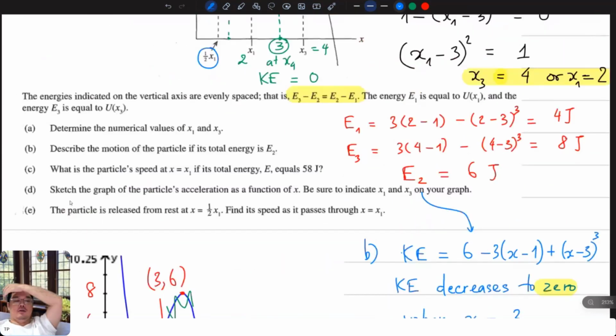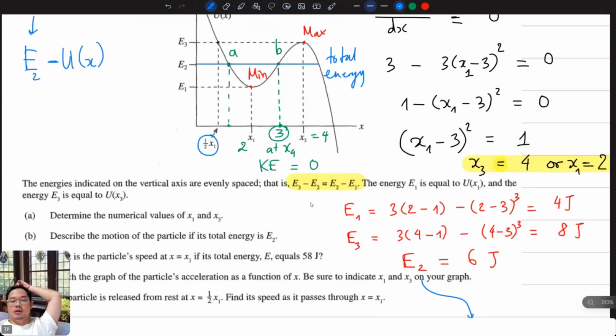Question D. Sketch the graph of the particle acceleration as a function of x. We should indicate x1, x3 on your graph. As a function of x, acceleration is force over mass, but we don't know the force.